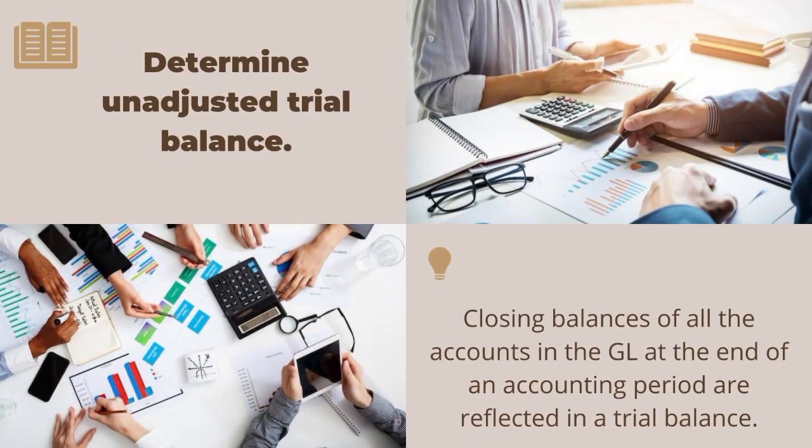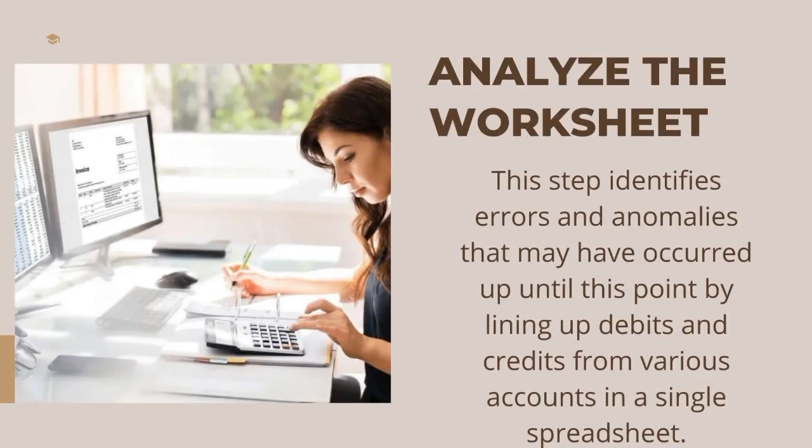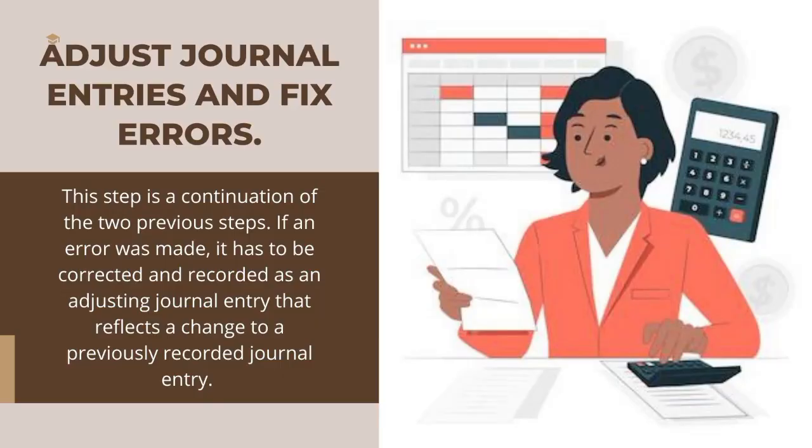Unadjusted trial balances are prepared to make sure total debit balances are equal to total credit balances. This step identifies errors and anomalies that may have occurred up until this point by lining up debits and credits from various accounts in a single spreadsheet. If the numbers don't balance, a bookkeeper or accountant will need to review the transaction data entered into the journal and adjust entries accordingly. This step is a continuation of the 2 previous steps.